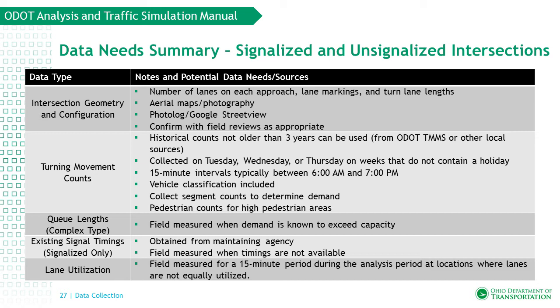Turning movement counts could be obtained from ODOT, TMMS, or other local sources, provided the data is not older than 3 years. If they need to be collected, counts should be obtained on a Tuesday, Wednesday, or Thursday on weeks that do not contain a holiday. Counts, including vehicle classifications, should be collected in 15-minute intervals between 6 a.m. and 7 p.m. Segment counts should be collected if demand exceeds capacity at the intersection.